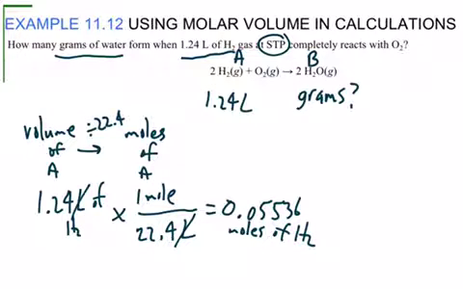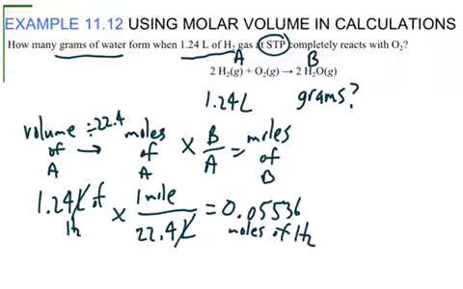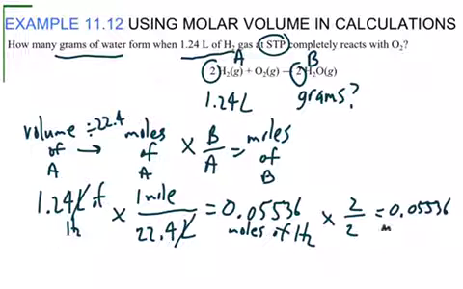We're now ready to go from moles of A by multiplying by the mole ratio to moles of B. Okay? And the mole ratio here, B over A, is 2 to 2. Notice the mole ratio is 2 moles of water over 2 moles of hydrogen. So the number doesn't change. It's still going to be 0.05536, but now it's no longer moles of A, it's now moles of B, which is H2O.